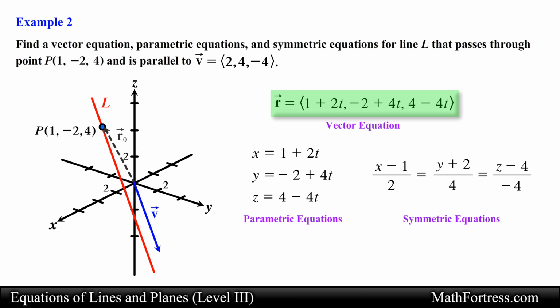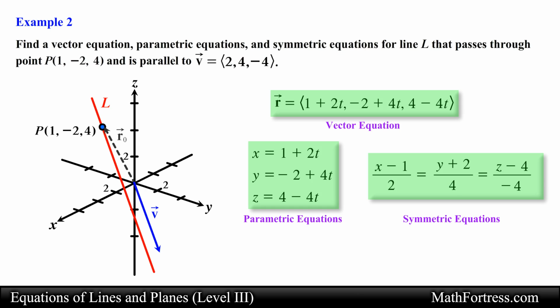It is important to note that the vector, parametric, and symmetric equations can be obtained by simply rewriting one form into any of the two other forms. Once you know one form, the other two are also known. It is just a matter of rewriting them.